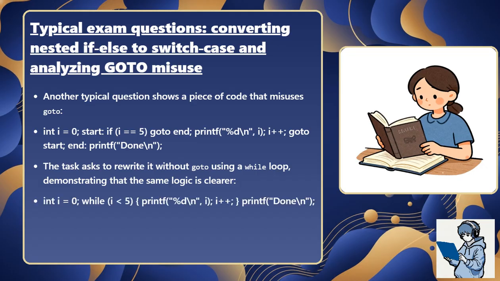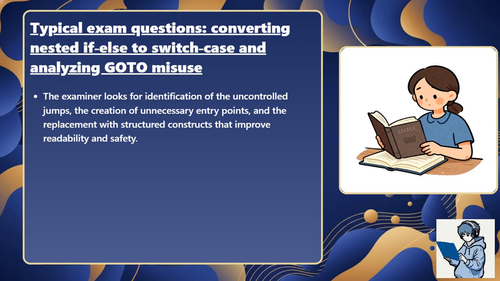Int i equals 0, while i is less than 5, open brace, print i followed by a new line, increment i, close brace, print done followed by a new line. The examiner looks for identification of the uncontrolled jumps, the creation of unnecessary entry points, and the replacement with structured constructs that improve readability and safety.